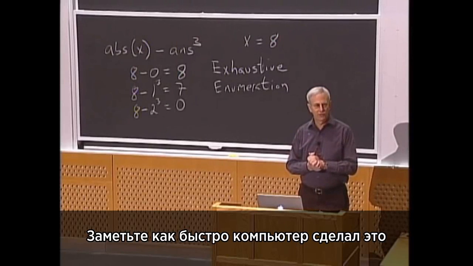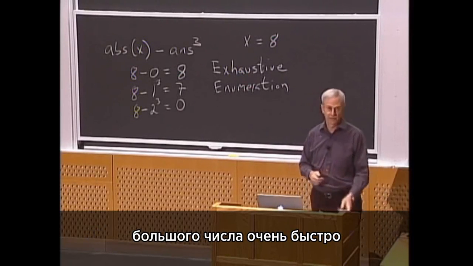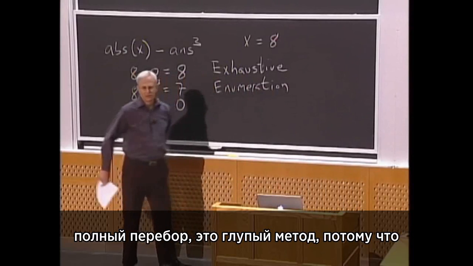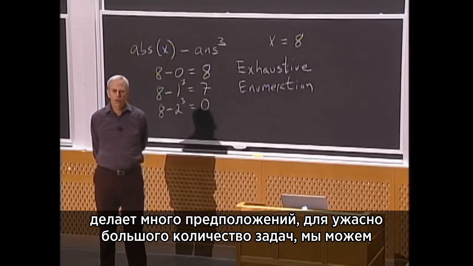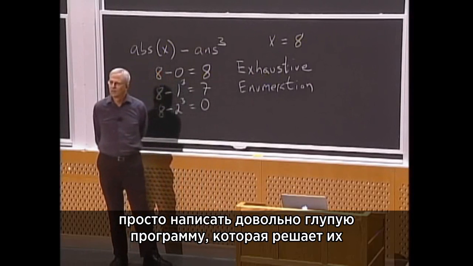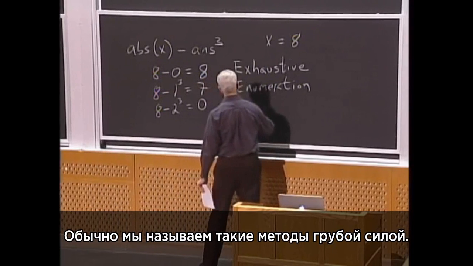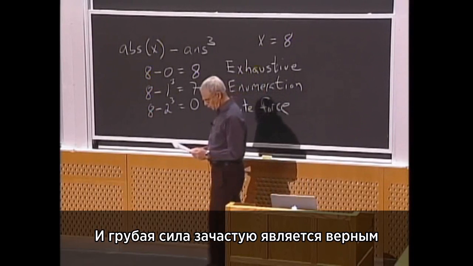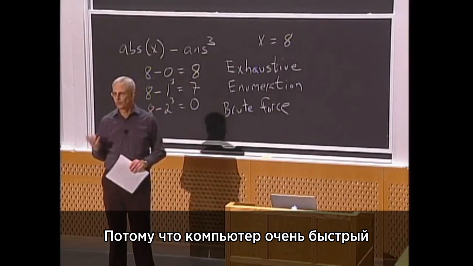Notice how quickly the computer did this. It found the cube root of quite a large number very quickly. And so while one might initially think that exhaustive enumeration is a silly technique because it takes a lot of guesses, for an awful lot of problems we can actually just write a pretty stupid program that solves it by exhaustive enumeration. We typically refer to such programs as brute force. And brute force is often exactly the right way to solve a problem. Why does it work? Because computers are really fast.